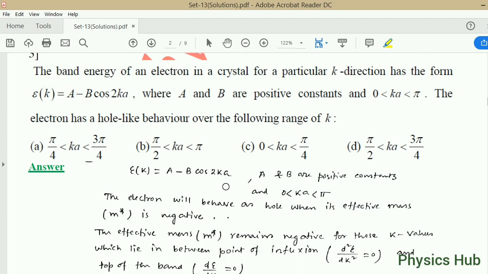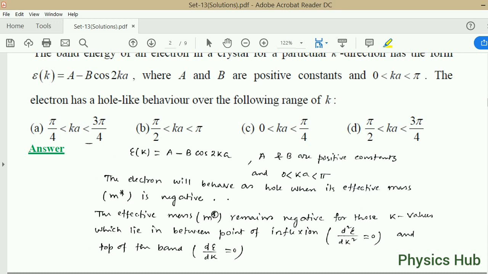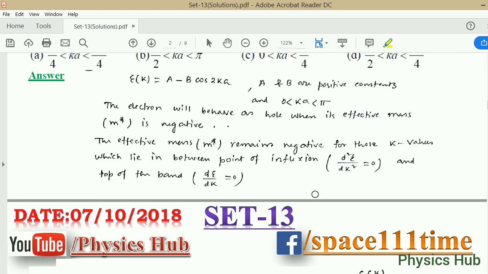So this question is a little bit informative, or what you can say, you should know the fact that when the electron shows hole-like behavior, this dispersion relation is given where A and B are positive constants, and this is the range of ka given. The electron will behave as a hole when its effective mass m star is negative. The effective mass m star remains negative for those k values which lie between the point of inflection, meaning d²E/dk² equals 0, and the top of the band, dE/dk equals 0.